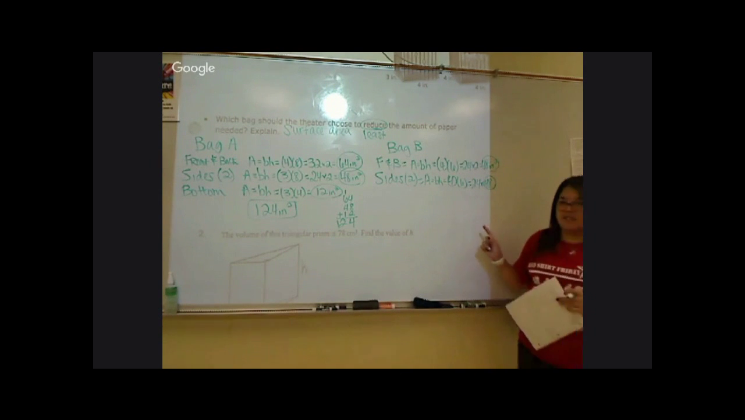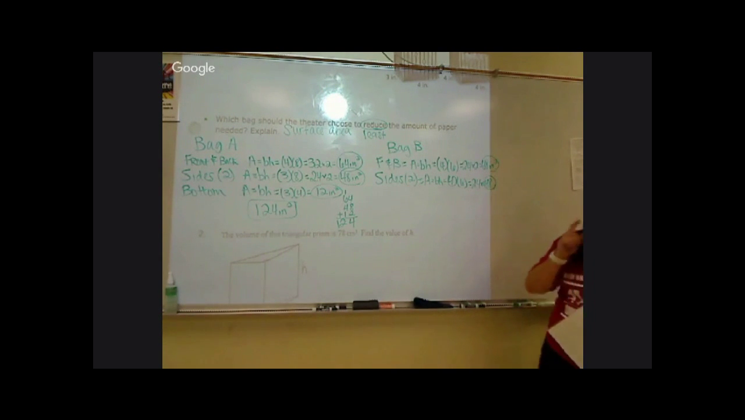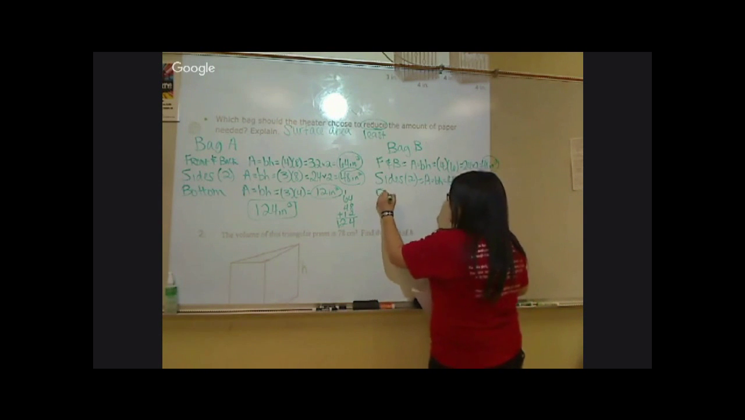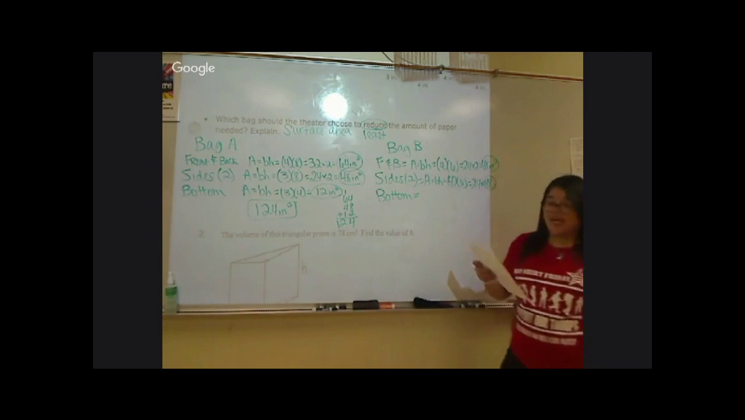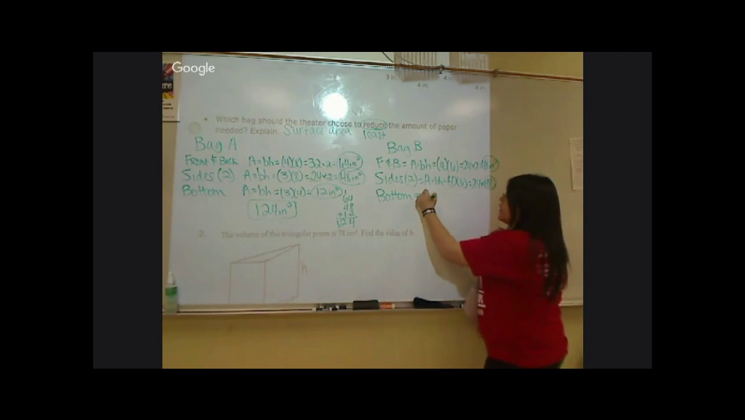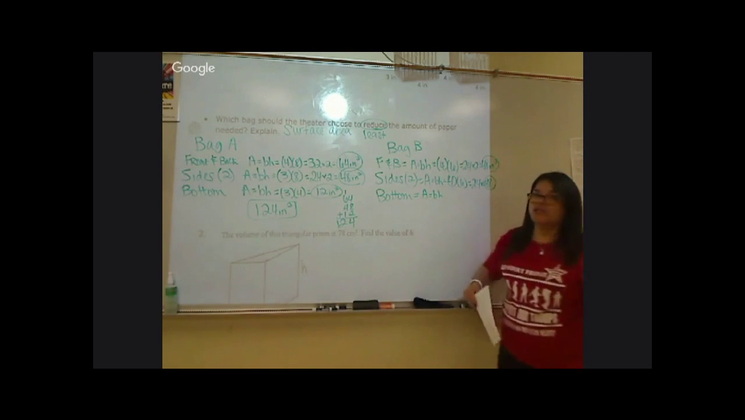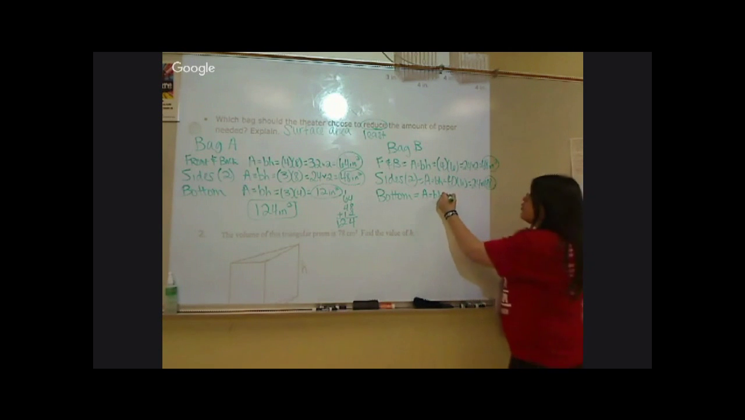What do we still need to figure out for bag B? Our bottom of that bag. How much paper did it take to make the bottom? Now that one's technically a square. You can think of area of a square as base times height or side squared. That was our 4 times 4, which gives us 16.